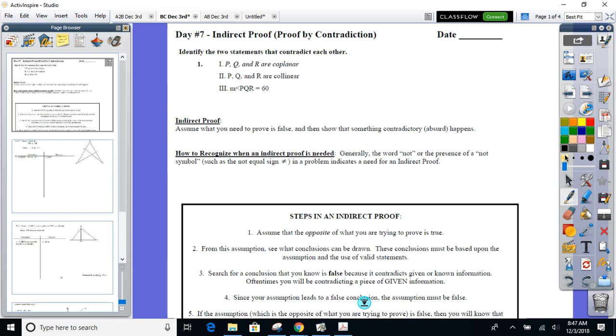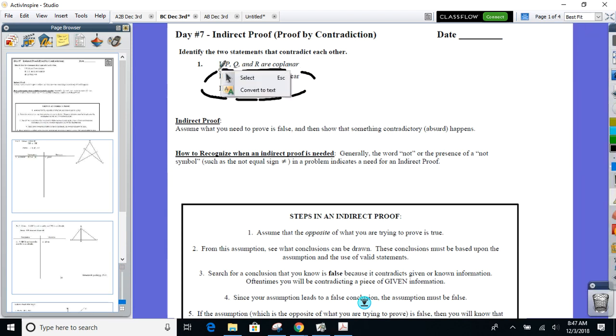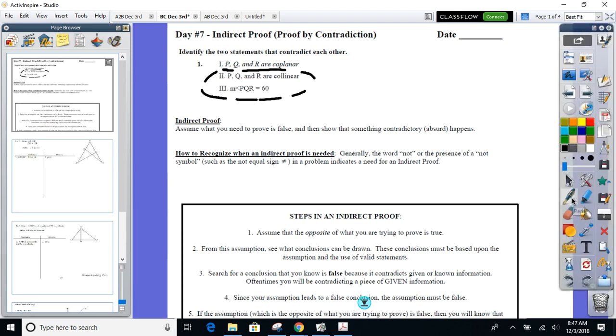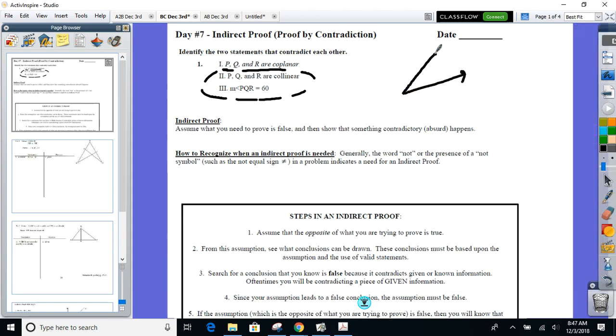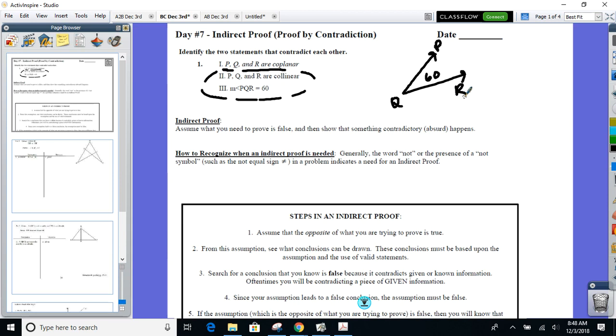We ready? Any groups that want to report back on which two are not happening at the same time? Maggie, what do you got? P, Q, R exist on the same line, but PQR is a 60-degree angle. There you go. These two cannot happen at the same time. Here's why. If I draw angle PQR being 60 degrees, are P, Q, and R collinear? No, because they're not on the same line. That's impossible, it cannot happen. So 2 and 3 contradict each other.